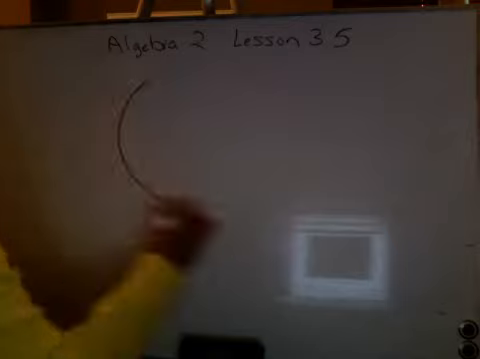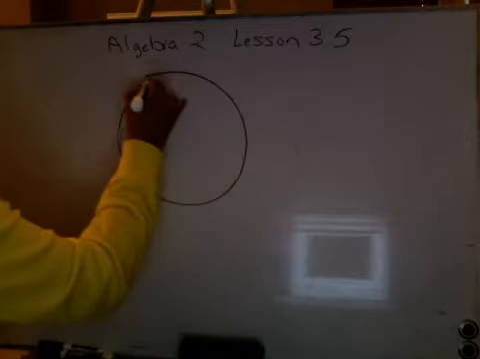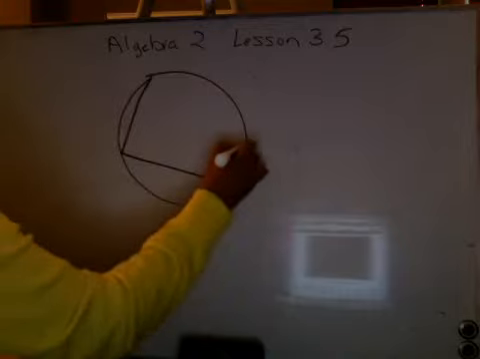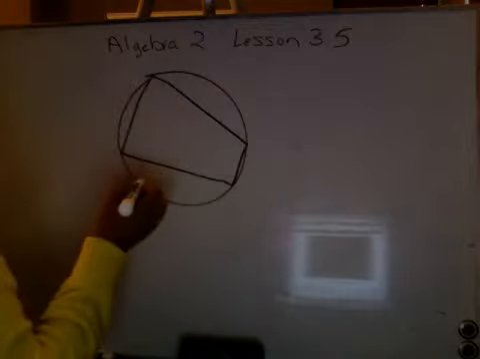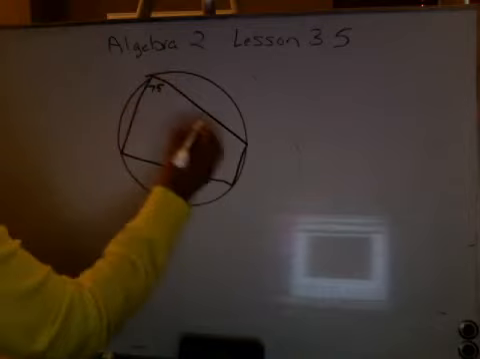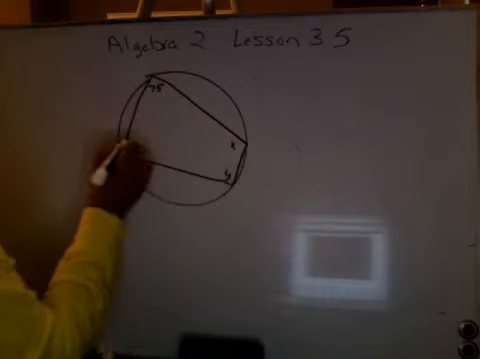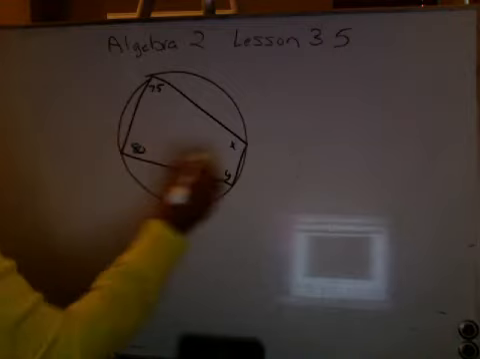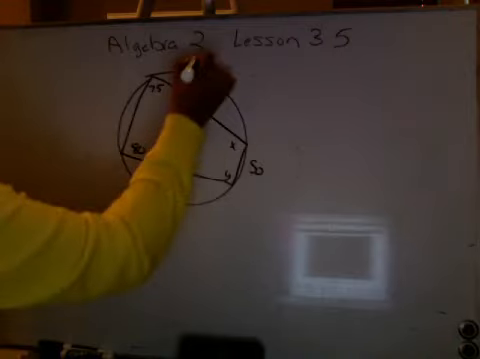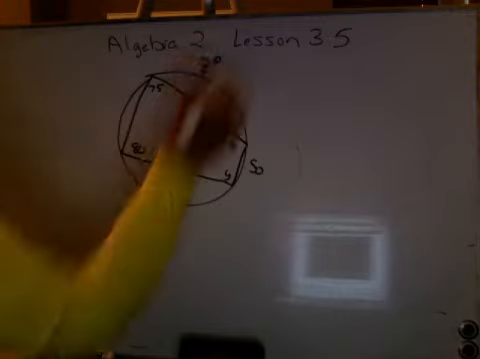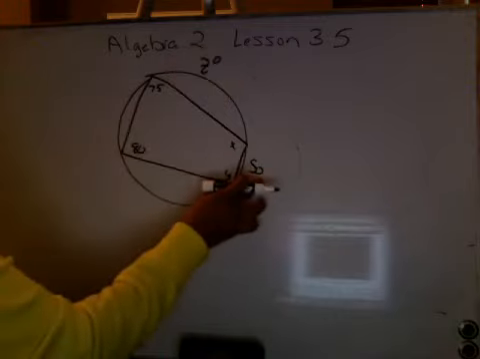Example 35.2. It says find x, y, and z. Here's your circle, the quadrilateral, and you've got 75, x, y, 80, this is 50, and this is z degrees. They want you to find x, y, and z. Well, what do we know? This is the letter z. This is 50.